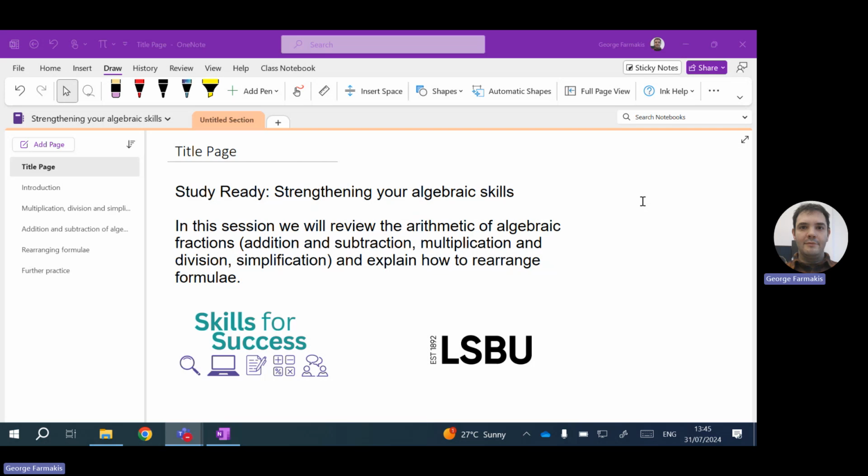So this session is on strengthening your algebraic skills, and in particular, we're going to review the arithmetic of algebraic fractions, and also we will explain how we can rearrange formulae.